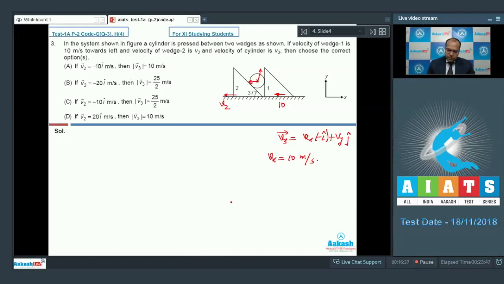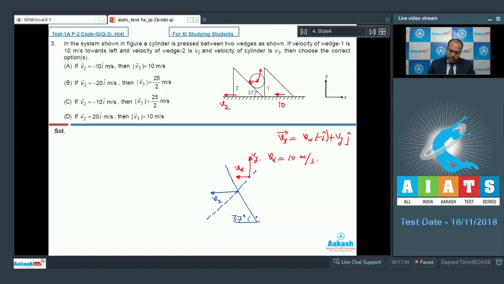So now, if I check wedge 2 and the cylinder, suppose this is wedge 2 and this angle is 37 degree and it is moving in this direction with velocity V2, then this is the perpendicular line. Then the same concept I will apply again, that the relative velocity of wedge 2 with respect to cylinder in perpendicular direction must be 0. So suppose the velocity Vx is in this direction and Vy is in this direction of cylinder.